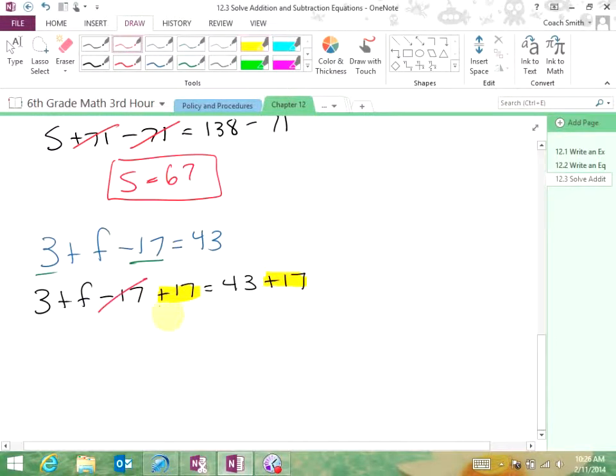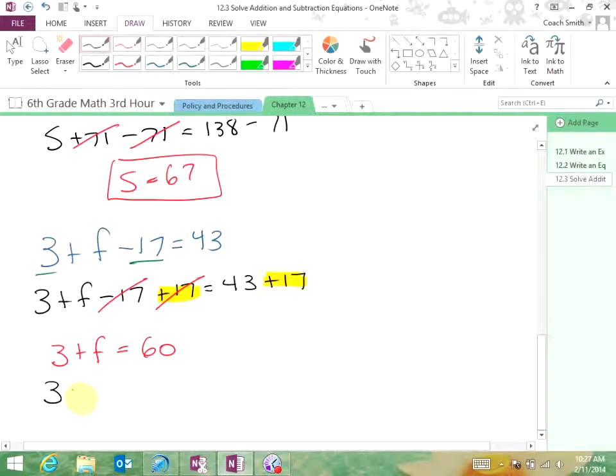These two cancel each other out, leaving me with 3 plus F equals what? 60. That's the first one. I'm not done yet. Is F by itself? The whole point of solving is to get the letter, the variable, by itself. Is F by itself? No, it still has a plus 3. So now I do this.